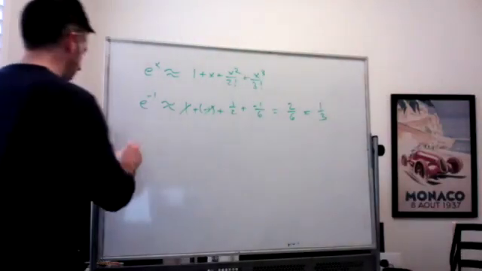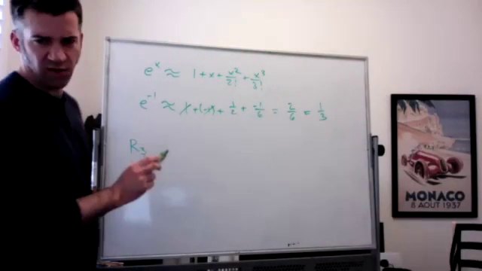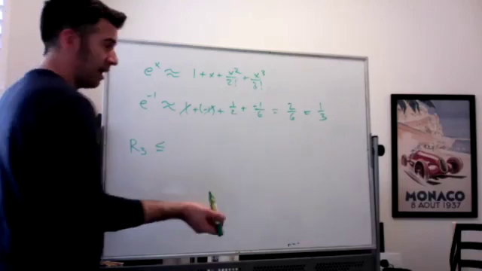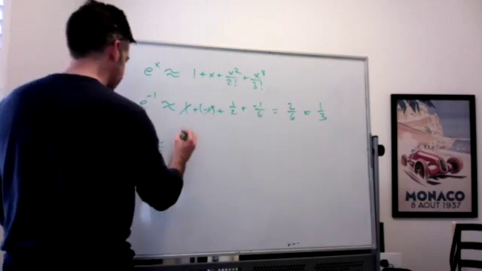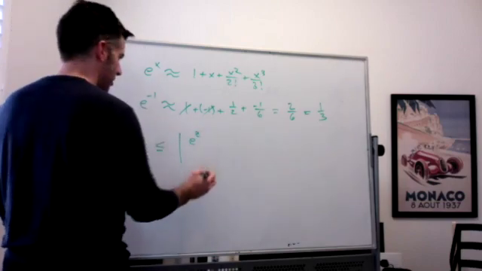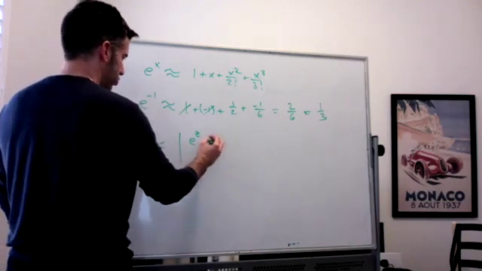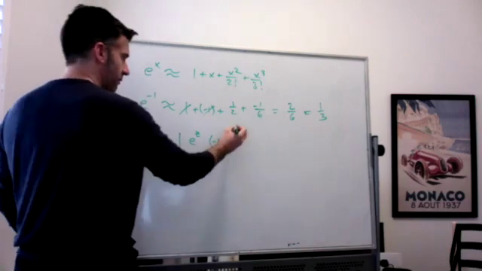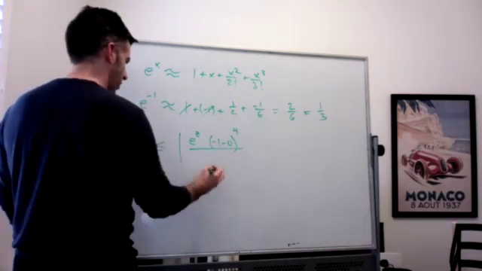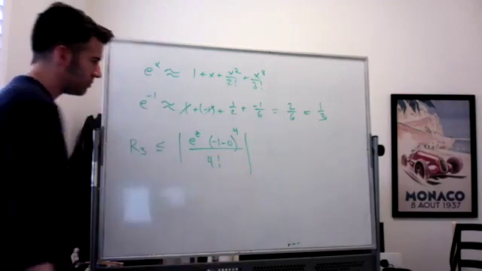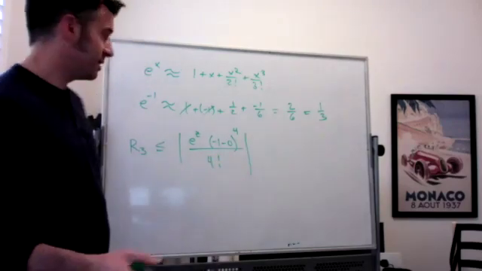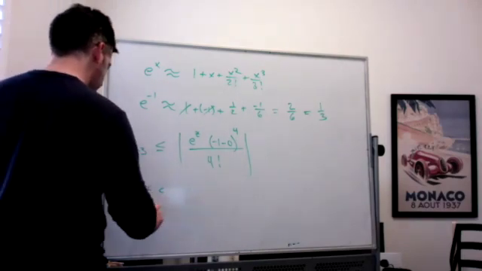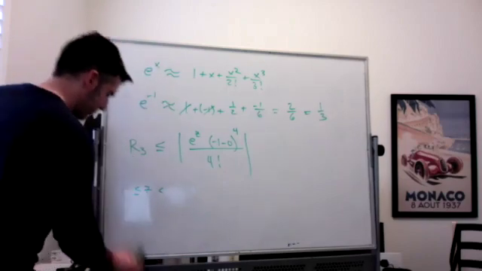Well, now, again, our error, I don't want absolute values. Our error is less than or equal to, again, the fourth derivative at z. So that's going to be e to the z times x minus a to the 4th power over 4 factorial. The difference here is that now z is between 0 and negative 1, which I should have written 0 on the other side.